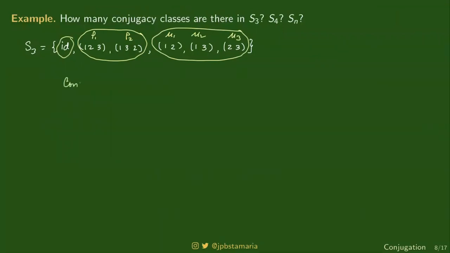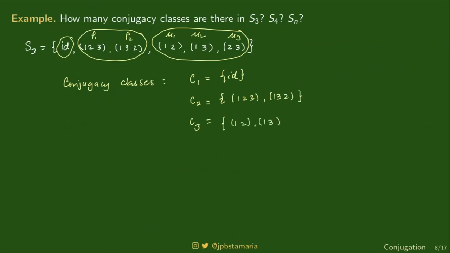So, conjugacy classes. There are 3 classes. The first class is the one that contains identity. The second class, the one that contains the 3 cycles. And the last class, the one that contains the 2 cycles. So, yan yung mga conjugacy classes. And how many conjugacy classes are there in S sub 3? How many did we construct? There are technically 3.